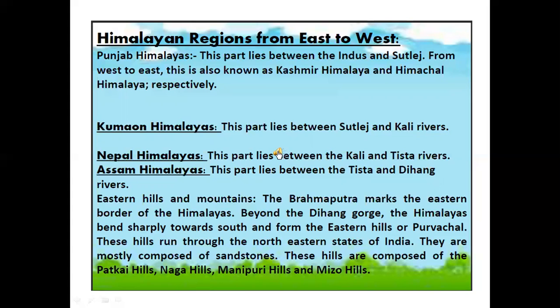There are regional names also in these broad categories. The Brahmaputra marks the easternmost boundary of the Himalayas beyond the Dihang Gorge. The Himalayas bend sharply to the south and spread along the eastern boundary of India. They are known as the Purvachal or the eastern hills and mountains. These hills running through the northeastern states are mostly composed of strong sandstones, which are sedimentary rocks covered with dense forests. They mostly run as parallel ranges and valleys. The Purvachal comprises the Patkai Hills, the Naga Hills, Manipur Hills, and the Mizo Hills.